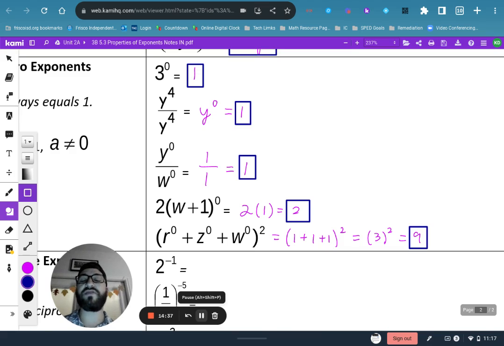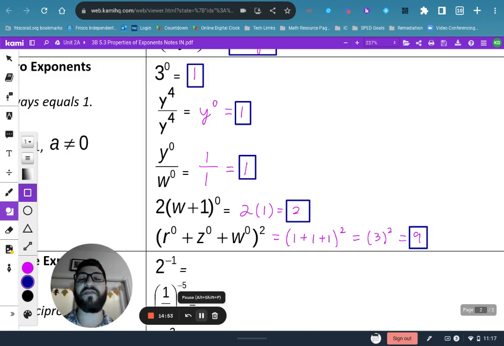Our next one, we have 2 times w plus 1 to the 0 power. So that w plus 1 is the only piece that is being taken to the 0 power. So that w plus 1 becomes 1, but then I still have that 2 multiplying on the outside. So my final answer would be 2.